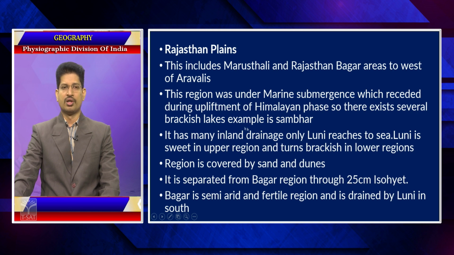For example, the Luni river flows through this region. At the upper course the Luni is sweet, but by the time it reaches the lower course it becomes brackish because of the impact of the salt present in the rocky regions.